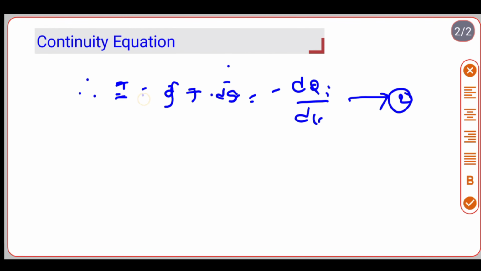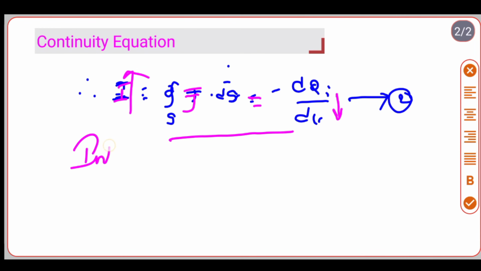I equals the surface integral of J dot ds equals minus dQi by dt. This is the integral form of the continuity equation. How much charge is decreased? The decreased charge is the outward current in a closed surface. This is the integral form of the continuity equation.